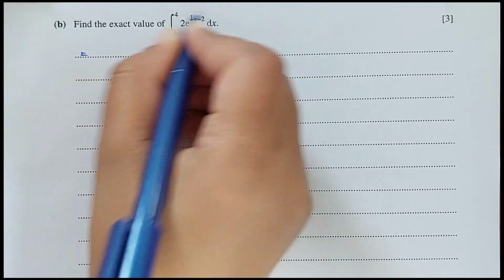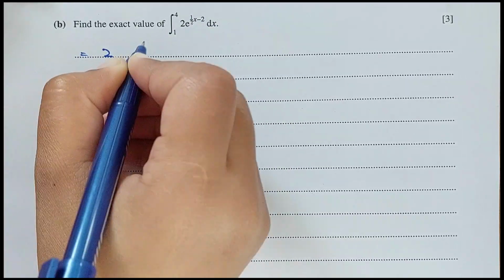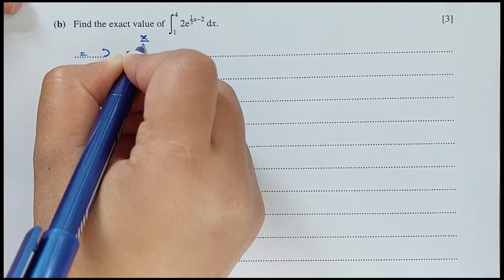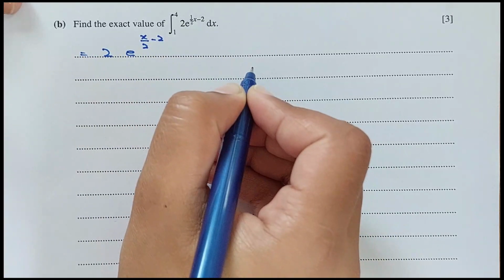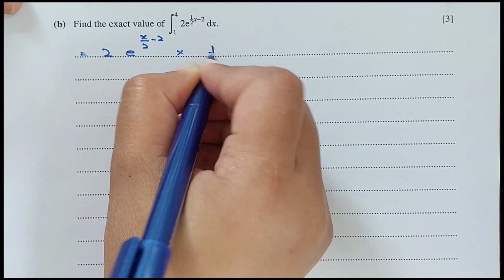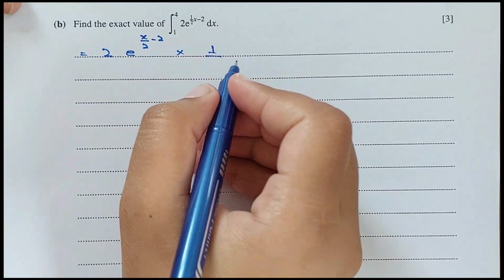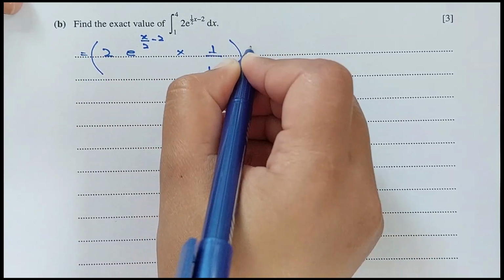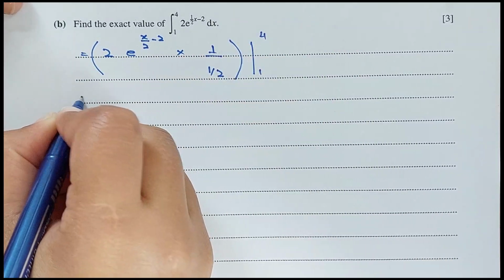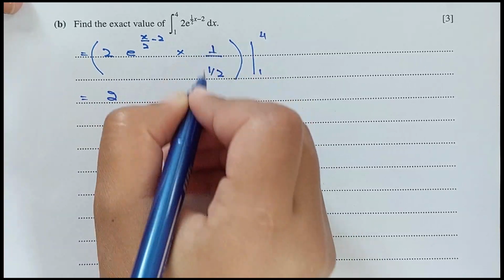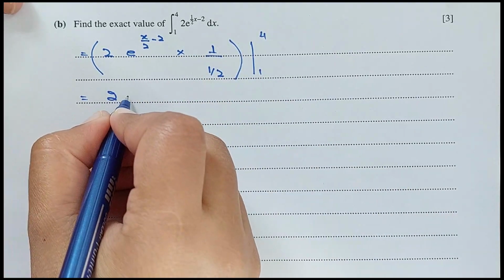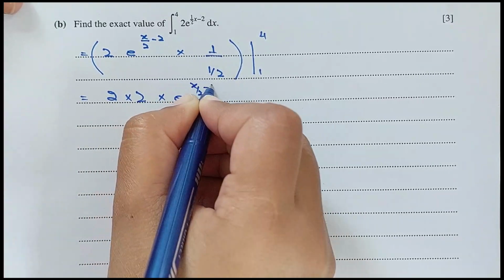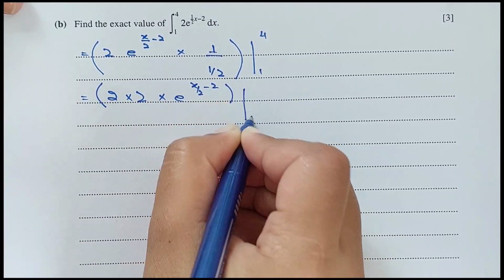So we can integrate this first. 2 is outside. Integration of e power x over 2 minus 2, times 1 over the derivative of x by 2, which is 1 by 2. Upper and the lower limit is 1 to 4, right? So this is 2, and 1 over 1 by 2 is 2, times 2 times e power x by 2 minus 2 from 1 to 4.